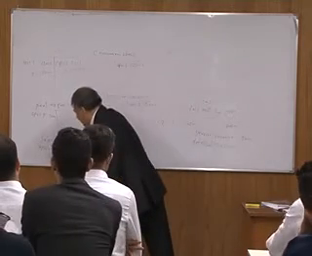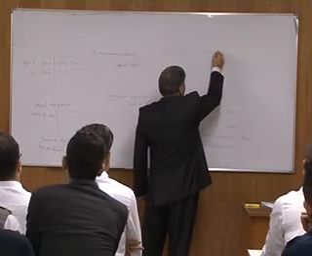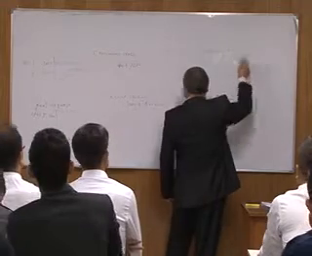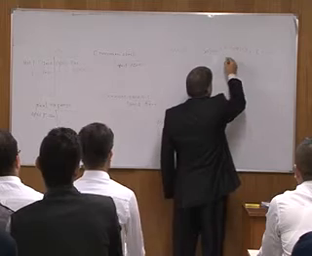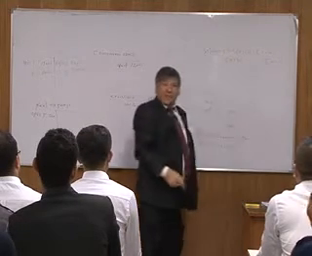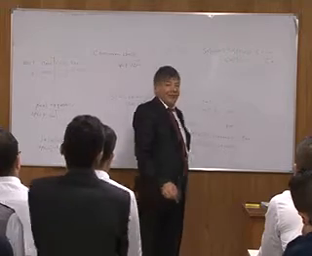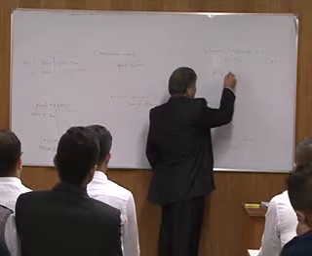Debit salaries expense, 5,000. The credit, cash. Please keep silent. What is the explanation of the entry? Paid salaries.